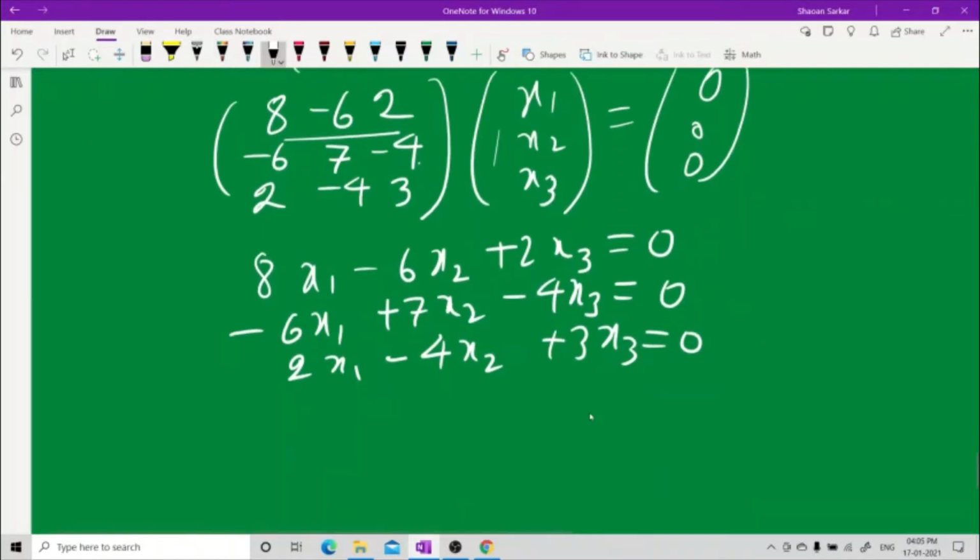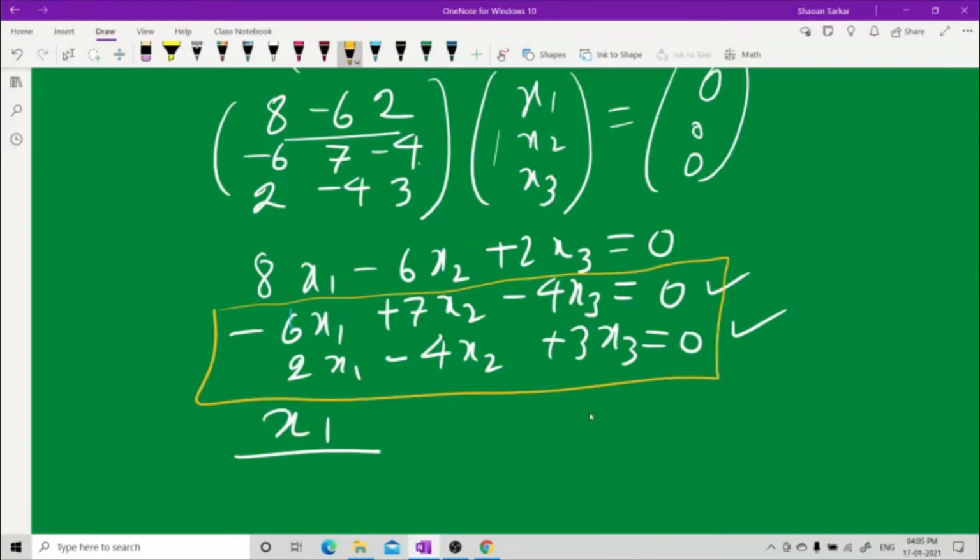Supposing I take these two equations, you can take any two of your choice. For x1, I hide the coefficient of x1. 7 threes are 21, in this direction I am writing minus 16. This will be plus 16 and in this direction is minus 16. Now when I write x2, I'll put a minus sign.